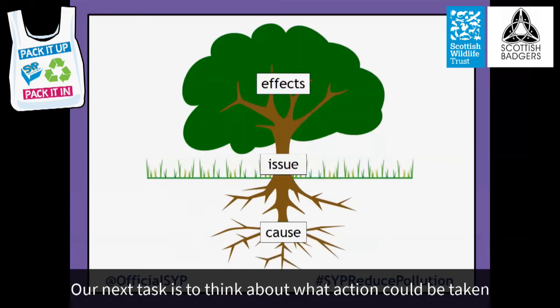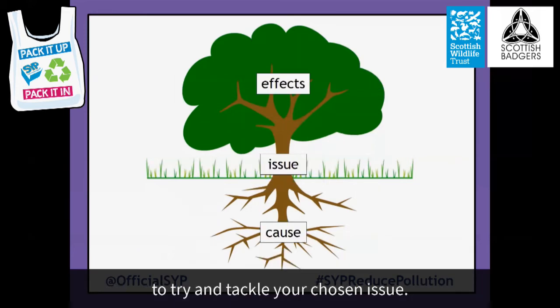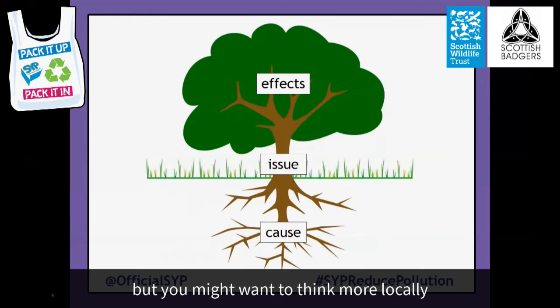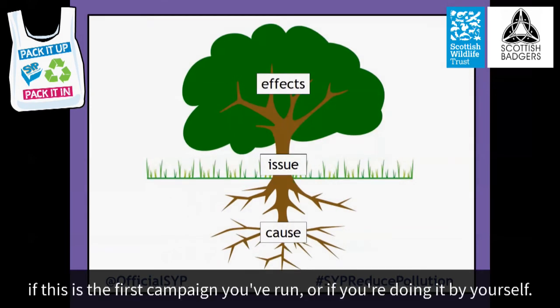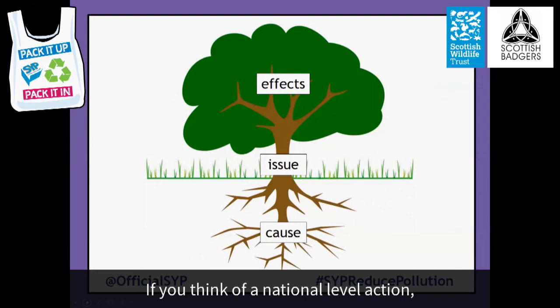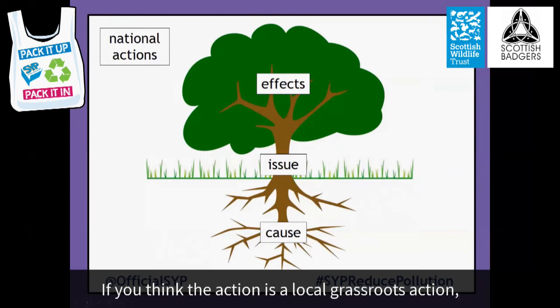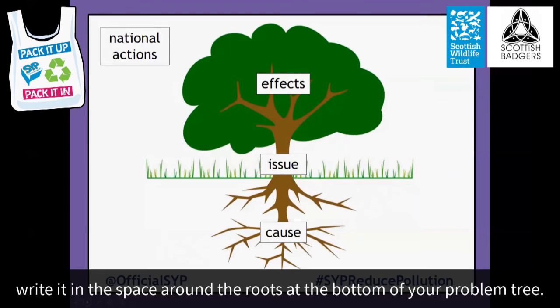Our next task is to think about what action could be taken to try and tackle your chosen issue. At SYP, we try to take action on both a national and a local level during our campaign cycle, but you might want to think more locally if this is the first campaign you've run, or if you're doing it by yourself. If you think of a national level action, write it around the branches at the top of your problem tree. If you think the action is a local grassroots action, write it in the space around the roots at the bottom of your problem tree.